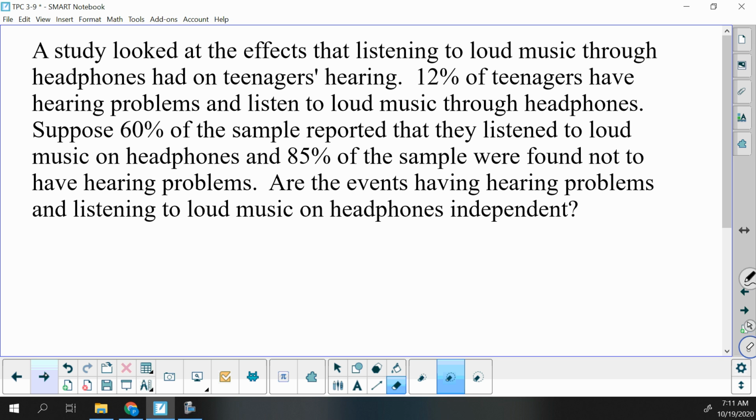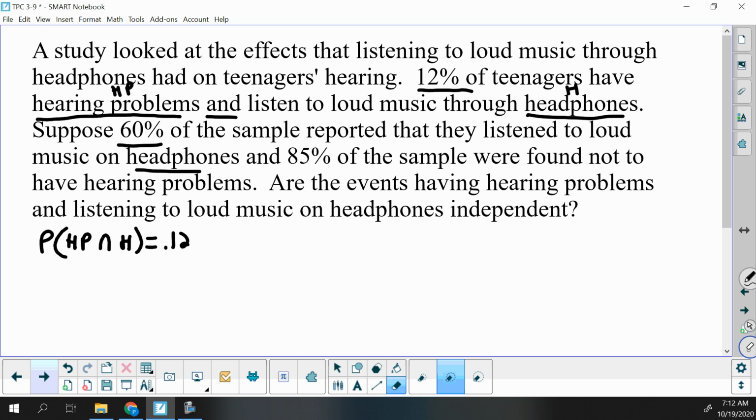All right, so the things that we're given, we've got 12% for hearing problems and listening through headphones. So maybe let's call hearing problems HP and we'll call headphones just H. Because it's an "and", we know the probability of hearing problems and listening through headphones is 0.12. Other things we know, 60% listen to loud music on headphones. So we know that the probability of headphones is 0.6.